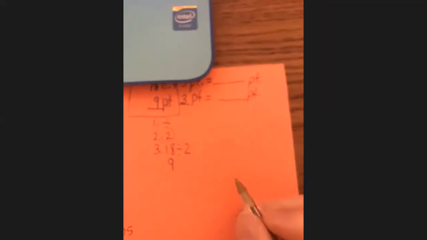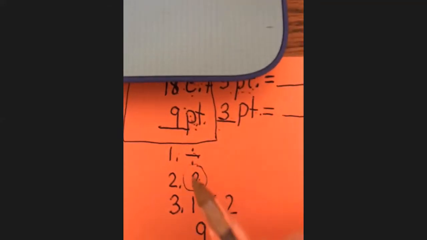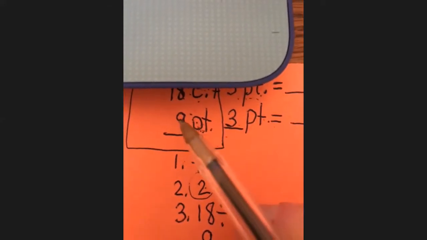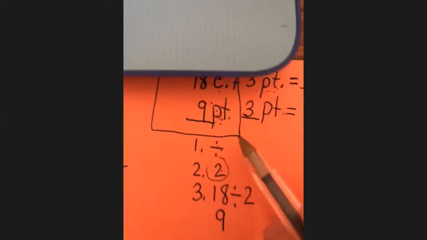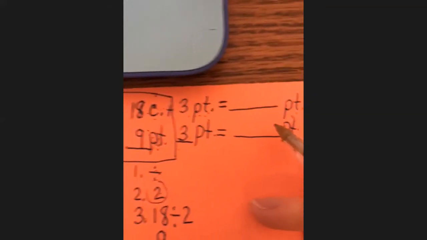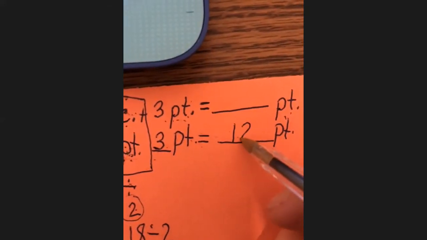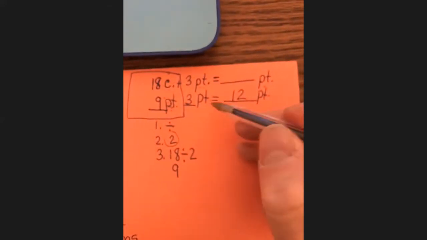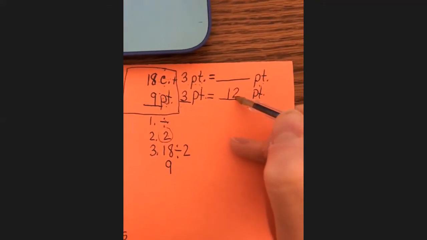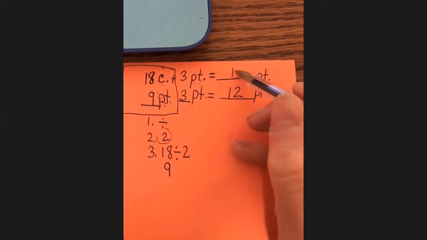Because we have this whole thing to solve, don't we? But we now know that the rest is easy, isn't it? We've got 9 pints plus 3 pints equals how many pints? 9 plus 3, 12. See that? 9 plus 3, 12. And then just bring your answer up to the original blank.